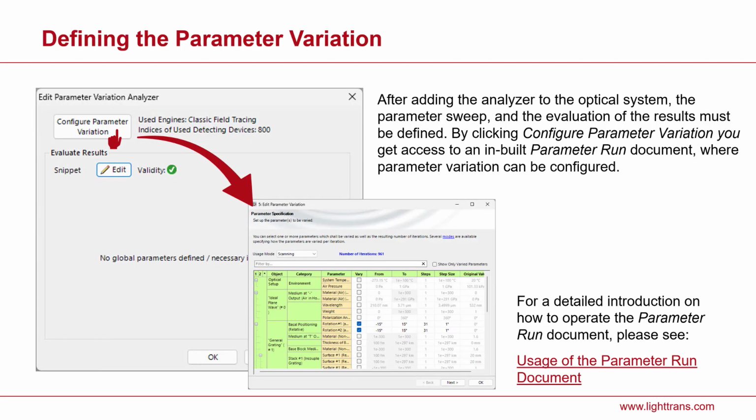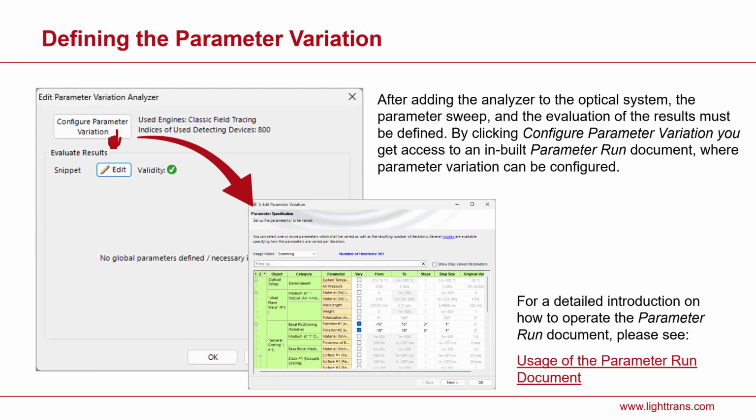For those of you who were familiar with VirtualLab Fusion software before version 2023.2, you will already know the parameter run, which is a tool that allows us to perform parameter sweeps with our optical systems to investigate how the results change when we vary a given parameter or a given set of parameters in our system. The parameter variation analyzer builds on that. It has an internal parameter run, which you can configure as usual: what parameters you want to vary, the range of variation that you want to allow, and how many iterations you want to use.